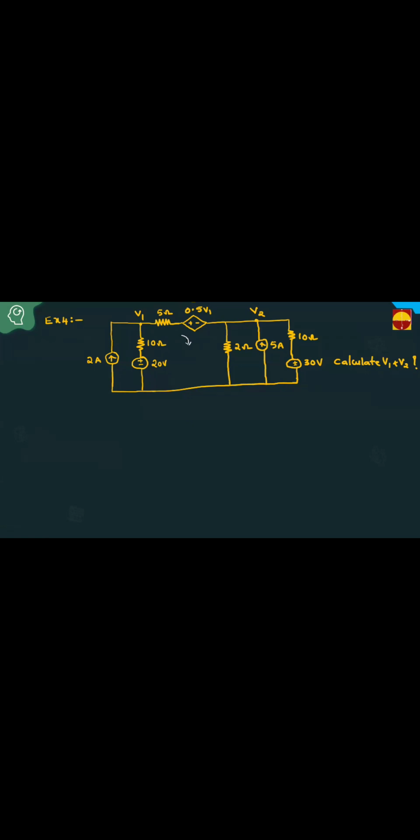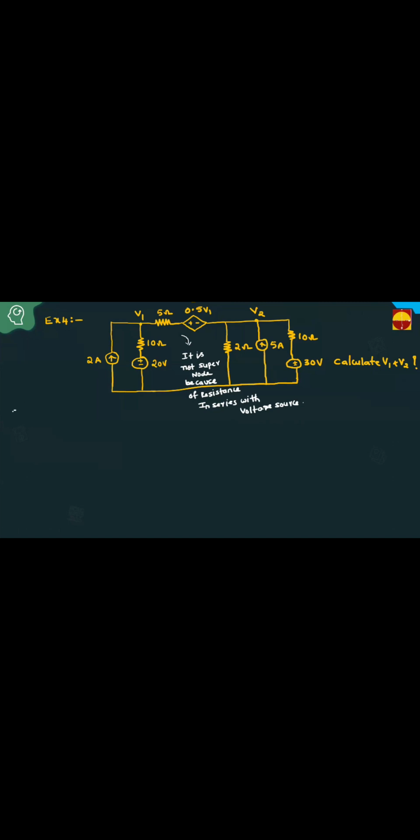But even if you apply supernode, we can get the answer here, but it is not required. Again, you have to apply KVL. All this is not required. That's why go directly for the normal nodal analysis only. It is not a supernode, because the resistance is in series with the voltage source. Then calculate V1 and V2.